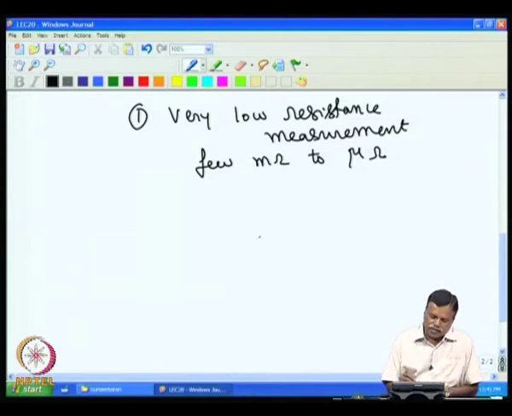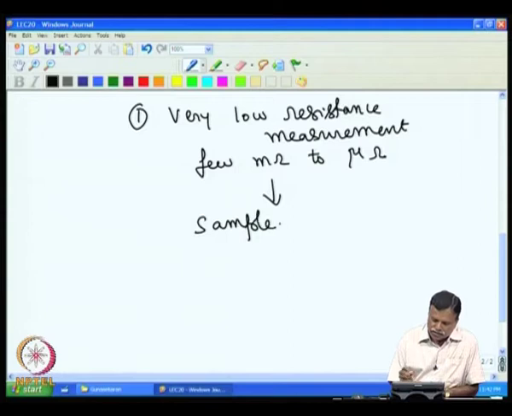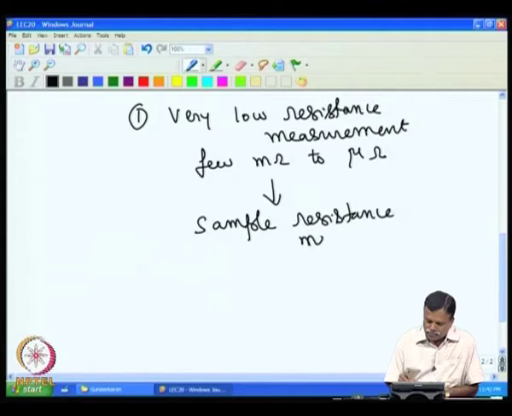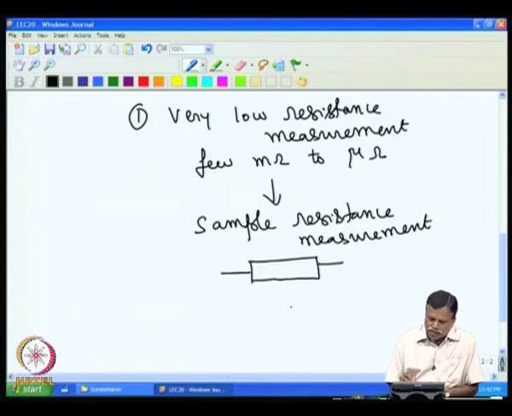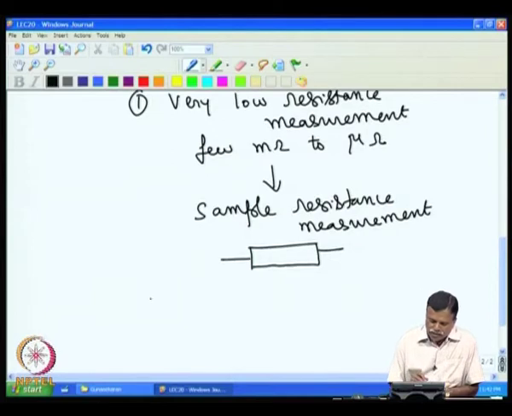This is actually used mainly for research purposes. For example, a change in resistance to be measured accurately, or you prepare some samples and then measure the resistance of that. There it comes as a very low measurement. An example would be sample resistance measurement, more like a solid metal whose resistance is to be measured. They come at a very low resistance value.